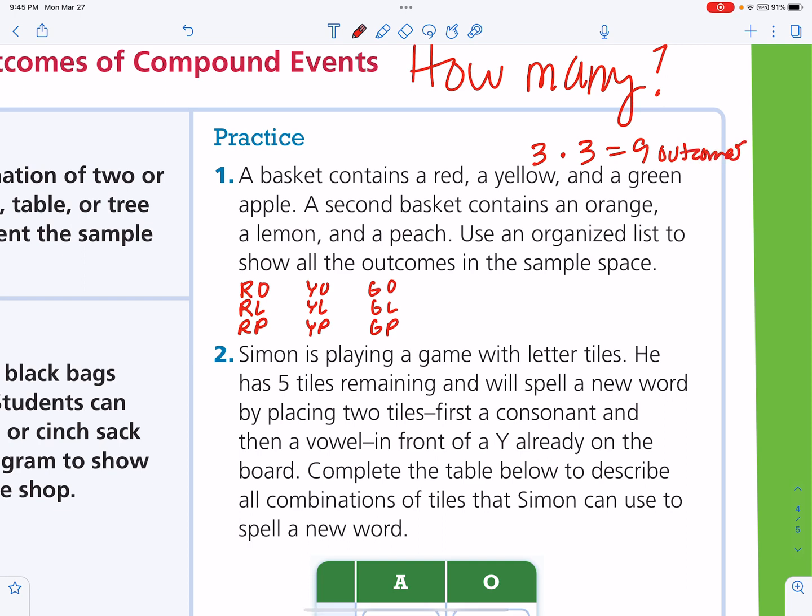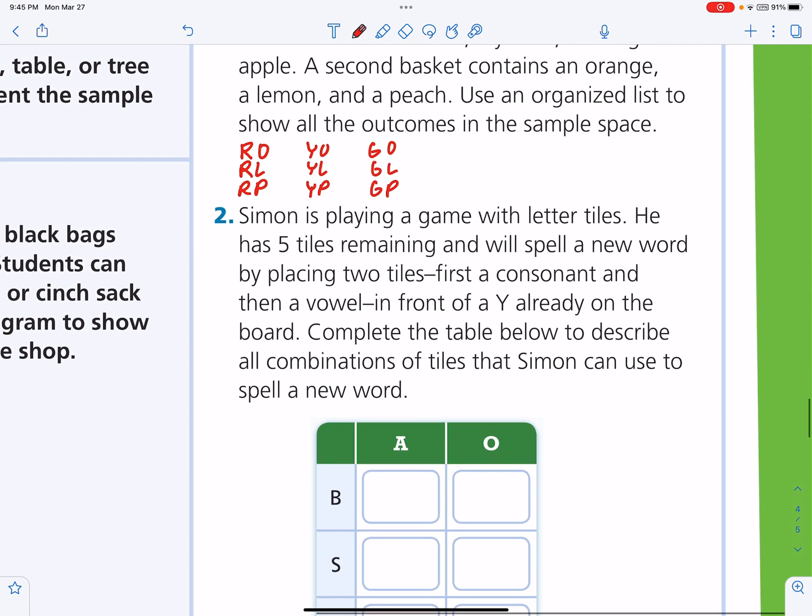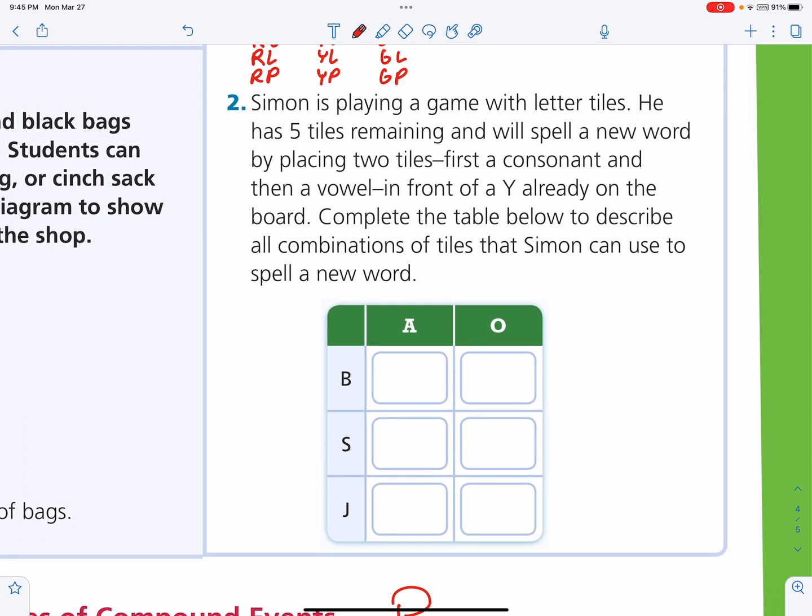Okay. All right, number 2, Simon is playing a game with letter tiles. He has 5 tiles remaining and will spell a new word by placing 2 tiles, first a consonant, then a vowel, in front of a Y already on the board. Complete the table below to describe all the combinations of tiles that Simon can use to spell a new word.